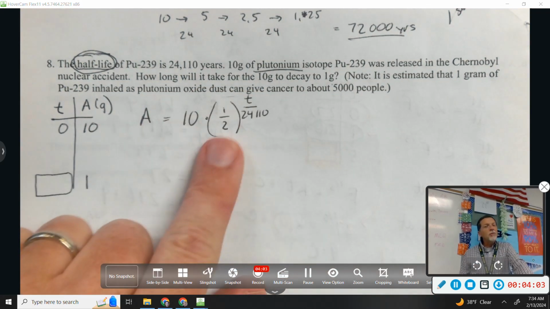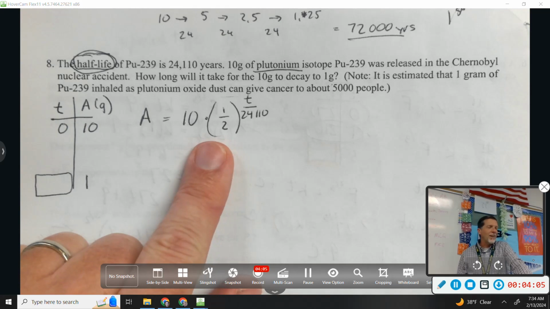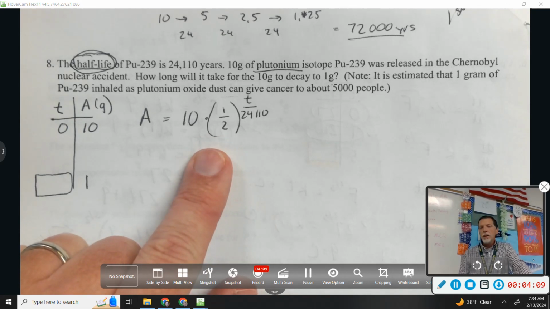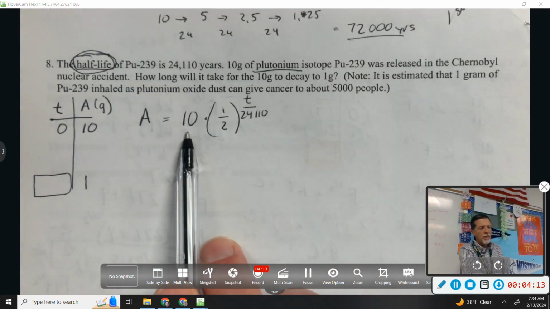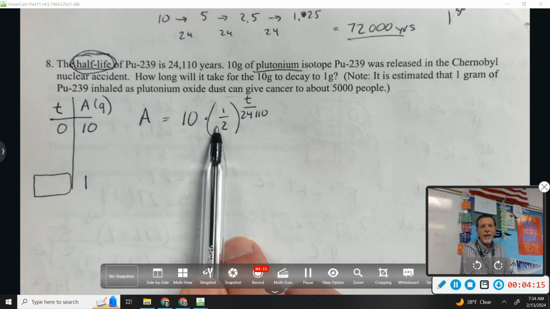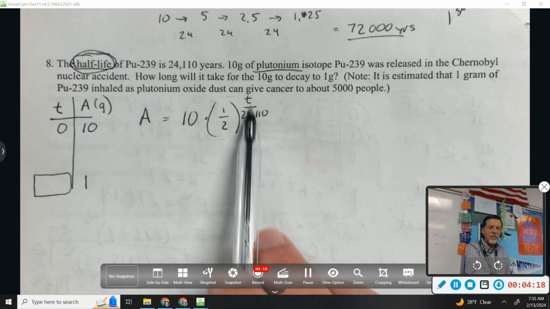If you understand where this comes from, this is a whole lot easier. You don't have to do any calculus. Like, that's the answer. Now let's see if this makes sense. This is what we started with. That's probably the easy part. 1/2, because we're cutting it in half. But do you understand this exponent?